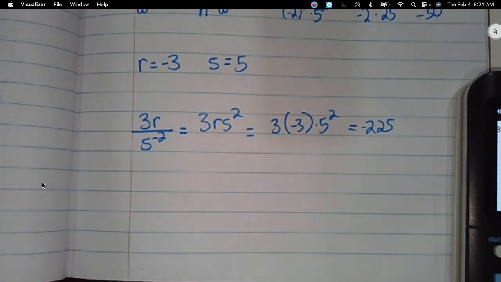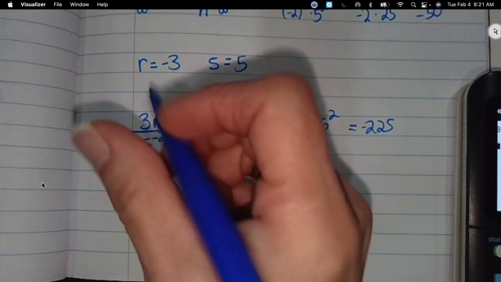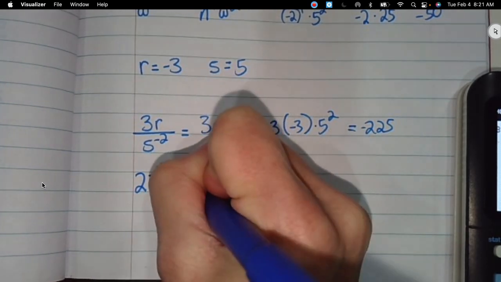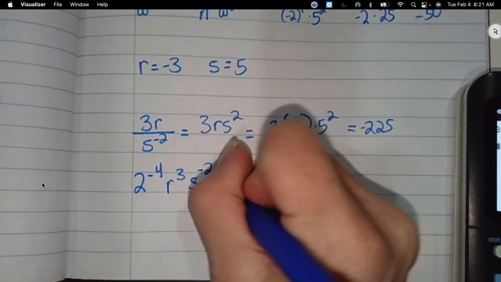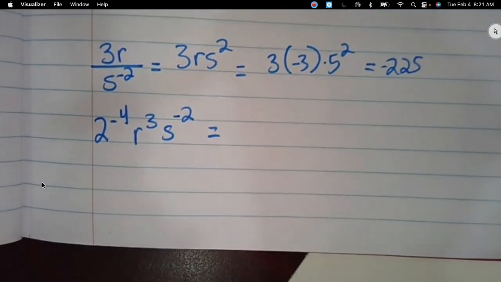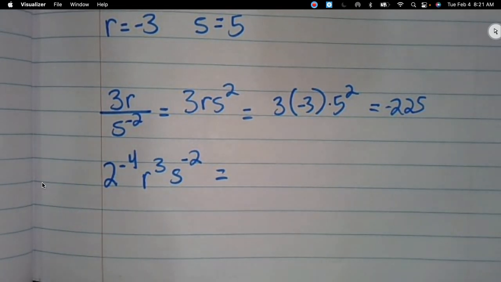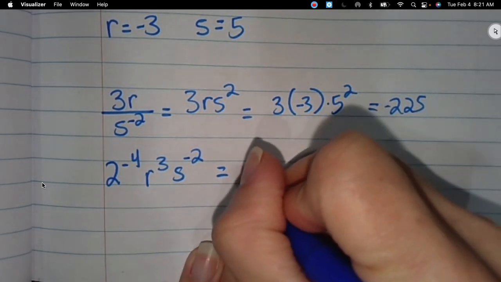Let's do another one of those. Here we go. I have 2 to the negative 4th, r to the 3rd, s to the negative 2. So those are not all going to stay up top, right? I'm going to plug r and s in just a second, but let me move what I need to. What has a negative exponent? The 2 and the s. So those two things have to be moved. Where do I move them? To the bottom.